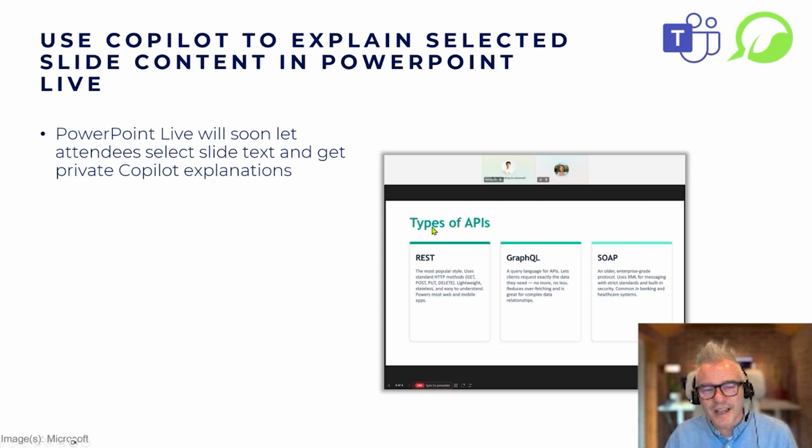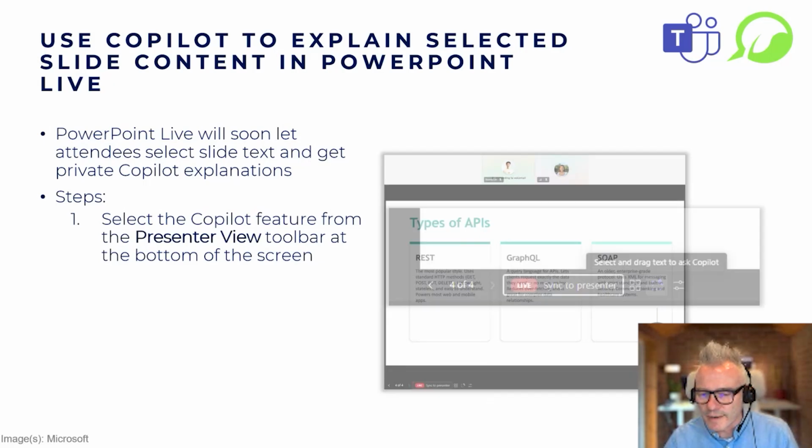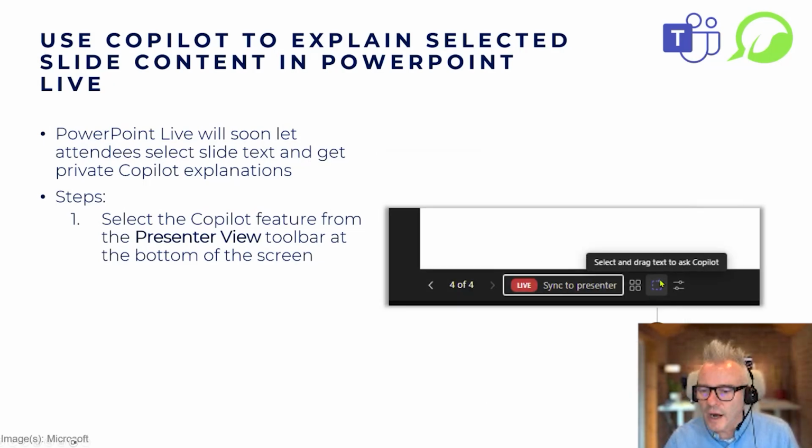Let's see what's happening here. Okay, so this change will let attendees select slide content on your slides, and then talk to Copilot about it. Now it's down here. See how tiny that is. Let's have a closer look at this. So when I move on, you're going to see this section at the bottom of the screen. Okay, so you can see we've got this little sparkle. The little sparkle is just Copilot for AI stuff, isn't it?